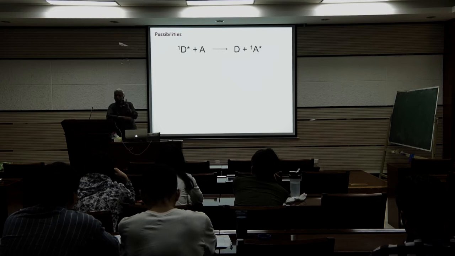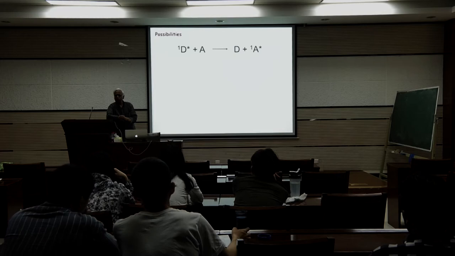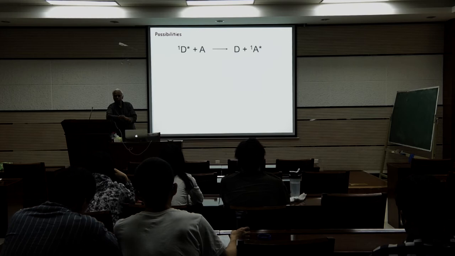So there are two states possible for each molecule. Do you remember what those two are? What are the two states that are possible for each molecule? Now today, if you give the right answer, I will give you a cookie. I will give you a biscuit. So, what do you think are the two states for each molecule?